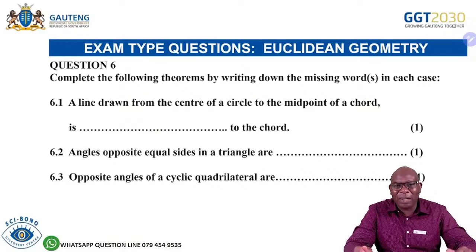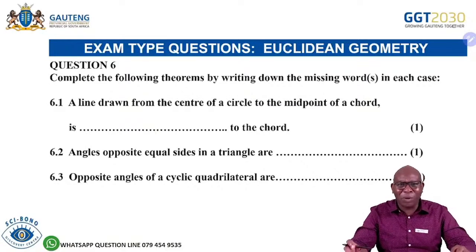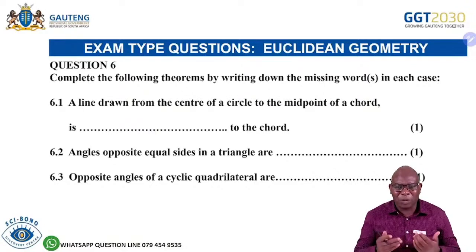What do you know about parallel lines? What do you know about triangles that are similar? What do you know about triangles that are congruent? You know, what type of triangle is it when I have two sides equal in a triangle? And what happens with the angles, or what happens with the sides if angles are given?